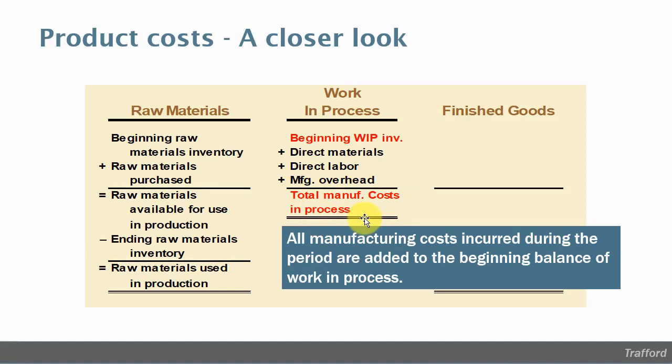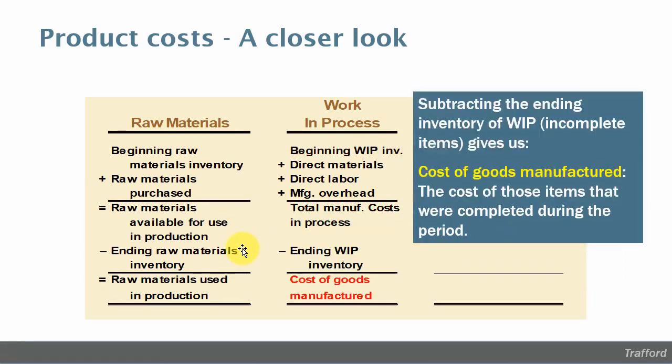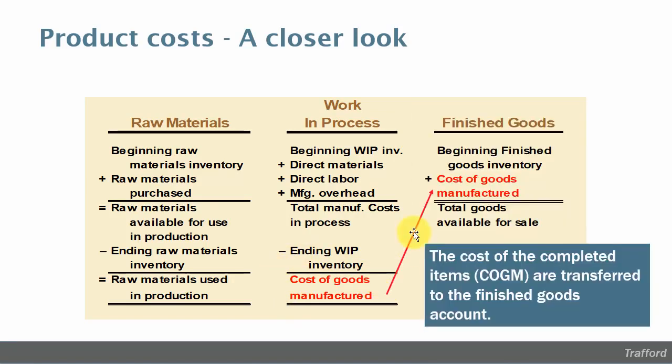Following the same format that we have over here, if we now subtract our ending balance in the work in process inventory account, that gives us a new number. This is where you come up with cost of goods manufactured. This is what it cost you for everything that was completed during this accounting period. This is the cost of completed goods. Cost of goods manufactured then goes into the finished goods computation.